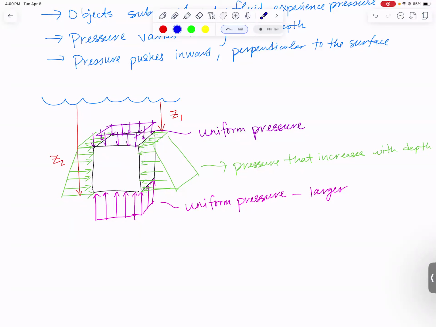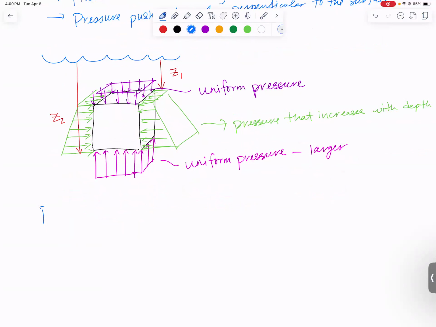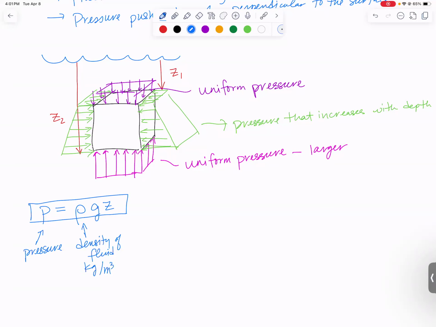So let's actually quantify how big that pressure is going to be on those different surfaces. The equation that I like to start out with is pressure is going to be defined by something we call a Greek letter rho, G, and then Z. Need to define a couple of things. So this is the pressure caused by the fluid. Rho is the density of the fluid, and the units of that we're going to use are kilograms per cubic meter. G is the acceleration due to gravity, which in SI units is 9.81 meters per second squared on Earth. And then Z is the depth below the surface.